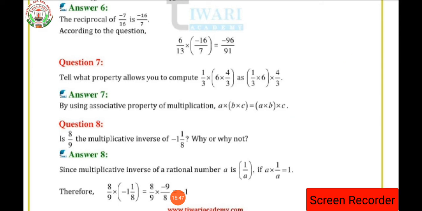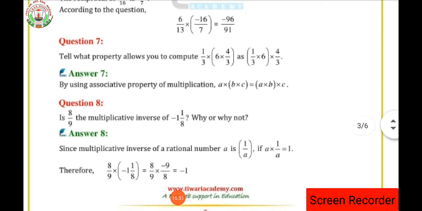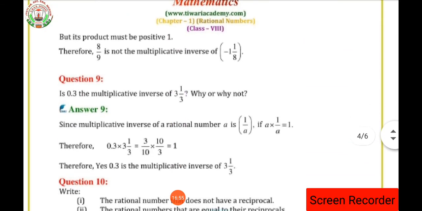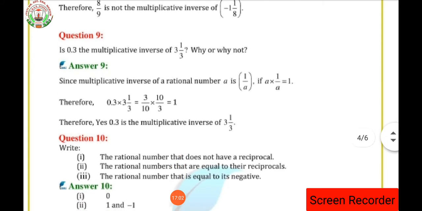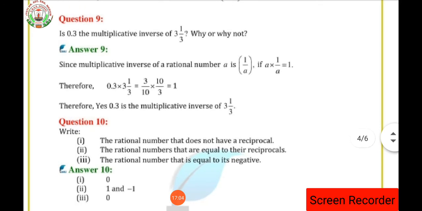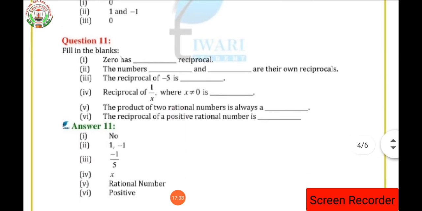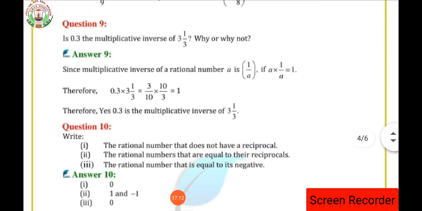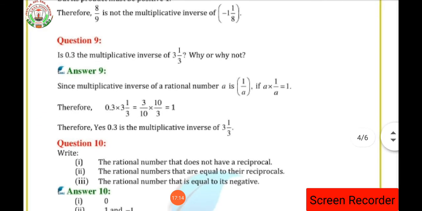Clear, students? So here we are going to use the multiplicative inverse. So what should the answer be? Minus 1. But its product must be positive. Therefore 8 by 9 is not the multiplicative inverse. So in this way we have completed our question number 8. Clear? Now try to do the rest of the questions on your own. Here on the screen the solution is visible.